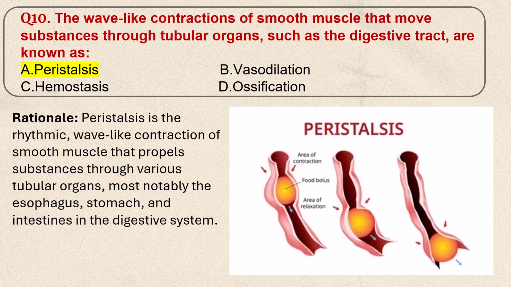Peristalsis. You can see peristalsis is the rhythmic wave-like contraction of the smooth muscles that propels substances through the various tubular organs, most notably the esophagus, stomach, and intestines in the digestive system. Here you can see the peristalsis movement of the digestive system that propels the food bolus through the digestive tract.